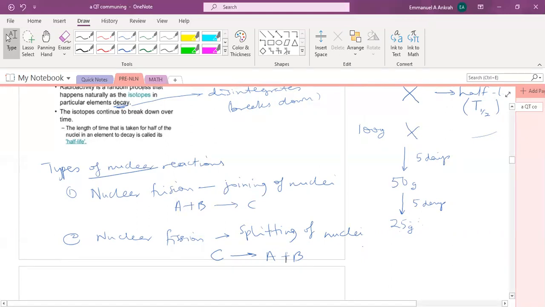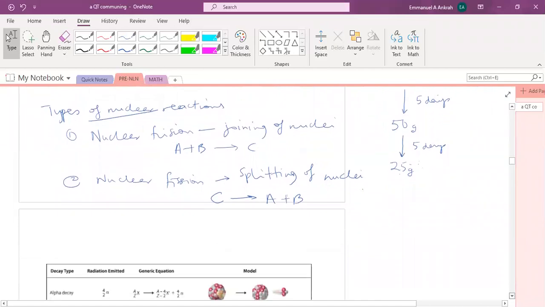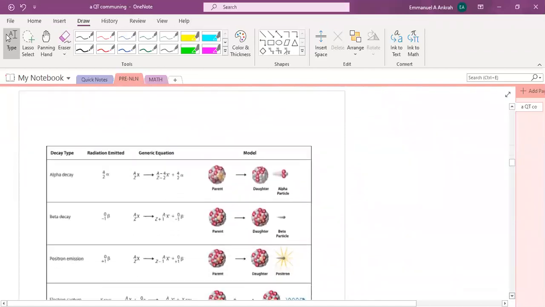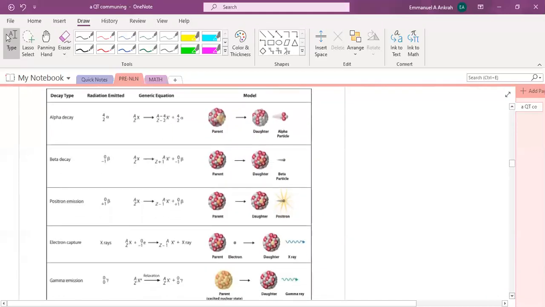Yeah. So what are the types of radiations or radioactive substances that we know of? As I said, there are three main ones I wanted to consider. There are more than three, but we consider three key ones. So let's go to this table chart here. The first type is the alpha particle, right? That's the alpha decay type of decay.